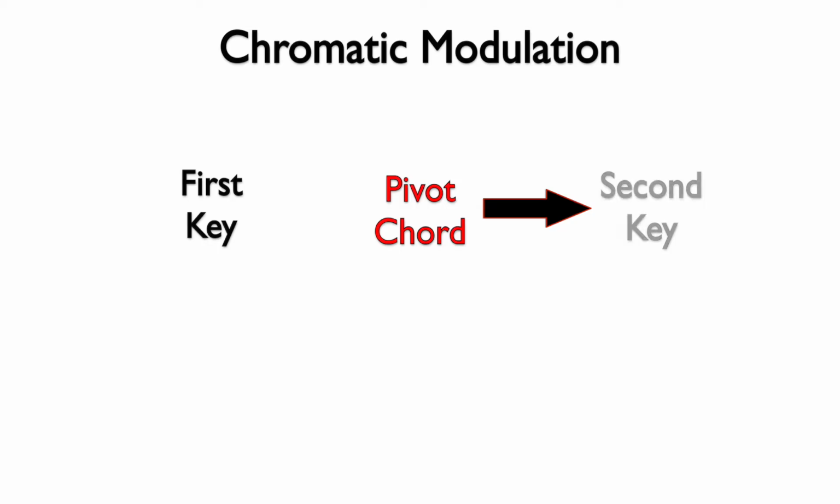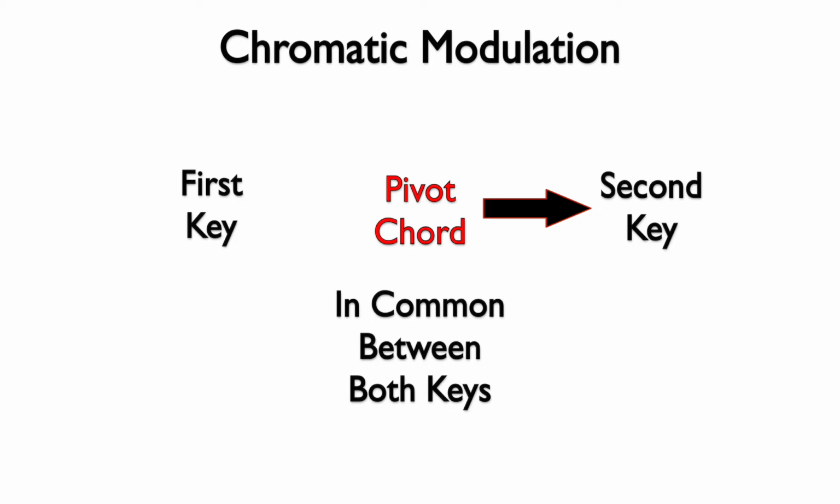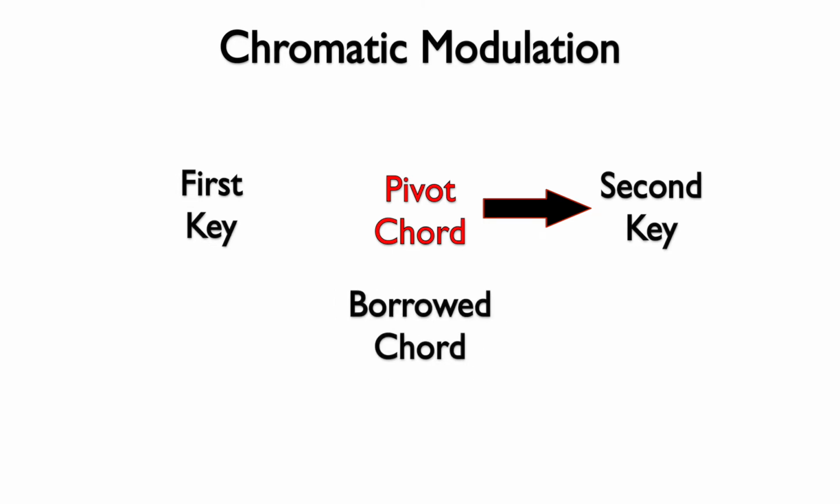For this lesson, we will explore the use of chromatic modulation. Like common chord modulation, chromatic modulation uses a chord to pivot from one key to another. Unlike common chord modulation that uses a chord that is in common between the two keys as a pivot, chromatic modulation uses a borrowed chord to pivot.